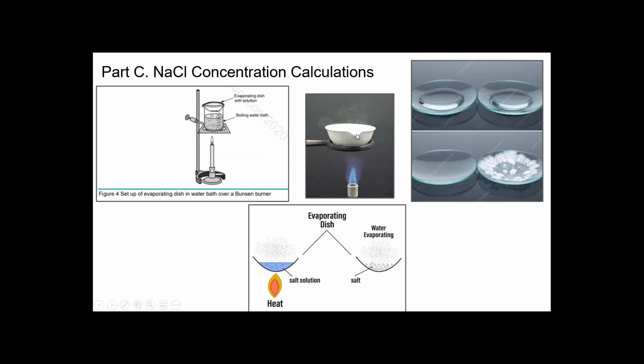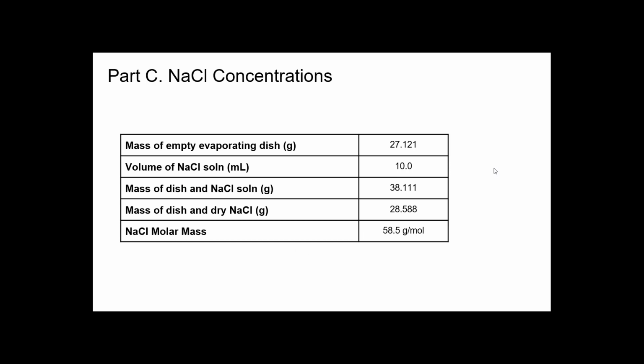So this is a solution that's going to get evaporated in an evaporating dish if we were in class. And it would go like this. You would just see it dissolves, and then you let it dry completely and it forms salt again. And then you want to know how much salt was in that solution. So these were my numbers that I was given, and your PDF gives you the molar mass, so you don't have to look at that.